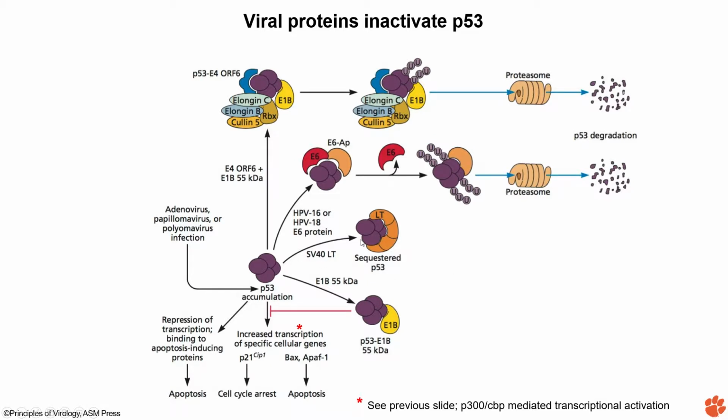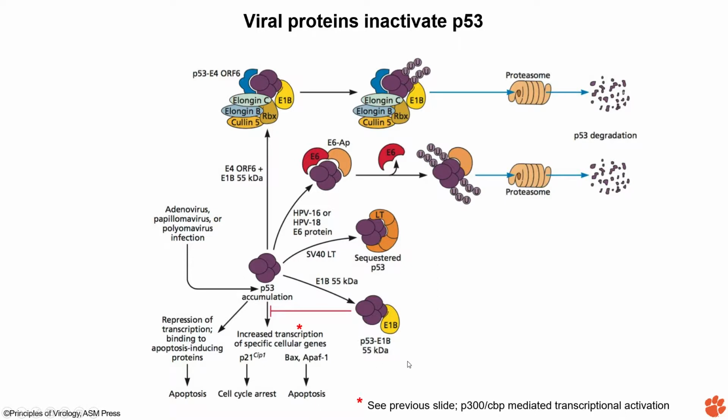On the other hand, SV40, see that this protein does everything. It even binds to RB. Now it binds to p53 as well. So basically, it sequesters p53. That means that when it binds to p53, it's taken away from the cell. It cannot bind with CBP/p300, or go onto the promoter to activate transcription, because they are not available. They are sequestered by SV40 LT. In the same way, the E1B 55 kilodalton protein also sequesters p53 and blocks the increase of specific cellular genes.